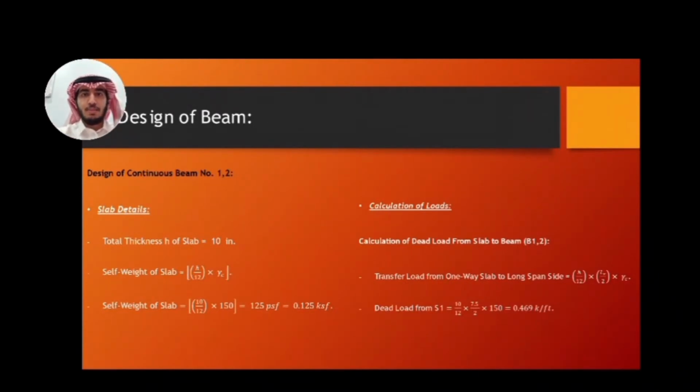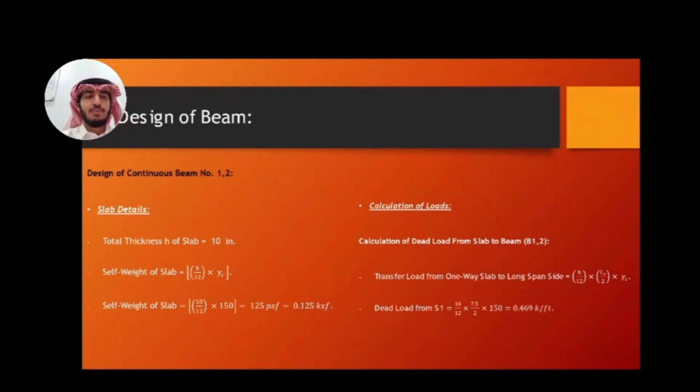Bismillahirrahmanirrahim. My name is Mohammed Al-Qahtani, and today I'm going to explain the design of beams and design of columns. First of all, design of beam. We need the slab details to design the beam, which is the thickness of the slab and the self-weight of the slab. Calculation of the load.